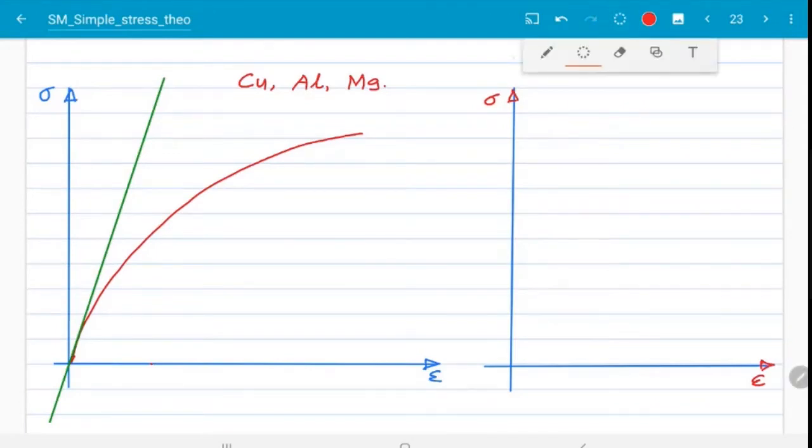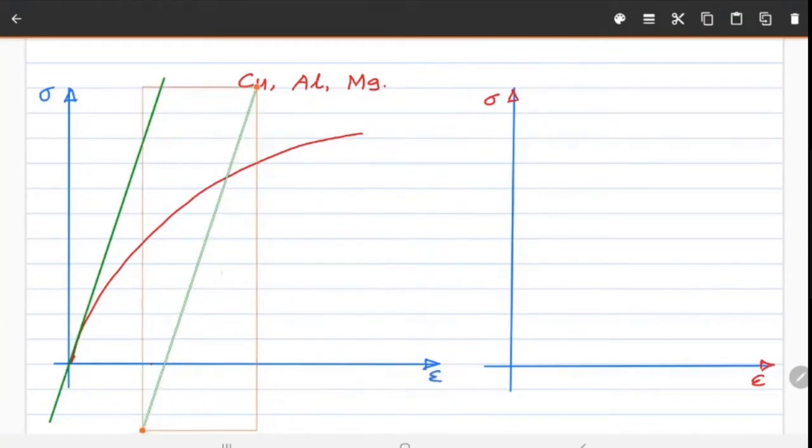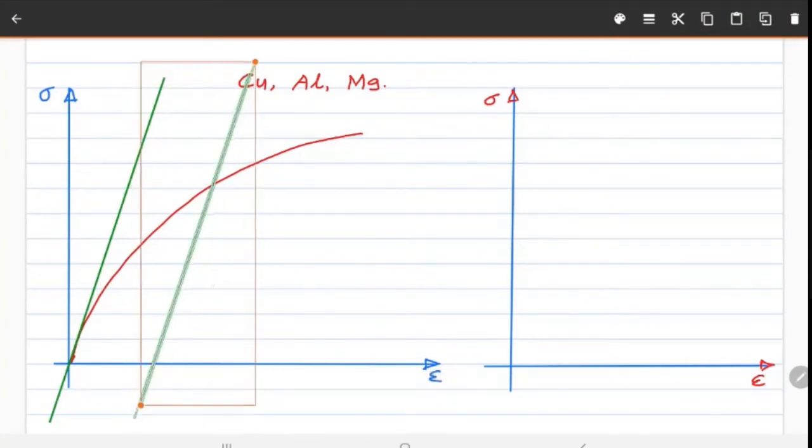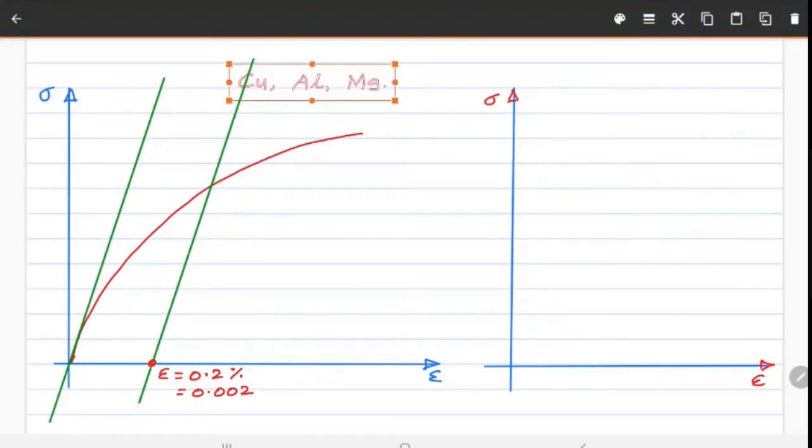Right. Next, I'm going to draw another parallel line. That line should pass through the strain of 0.2 percentage. This point is strain equal to 0.2 percentage. This is equal to 0.002. Okay. Right. Now the second parallel line, right?